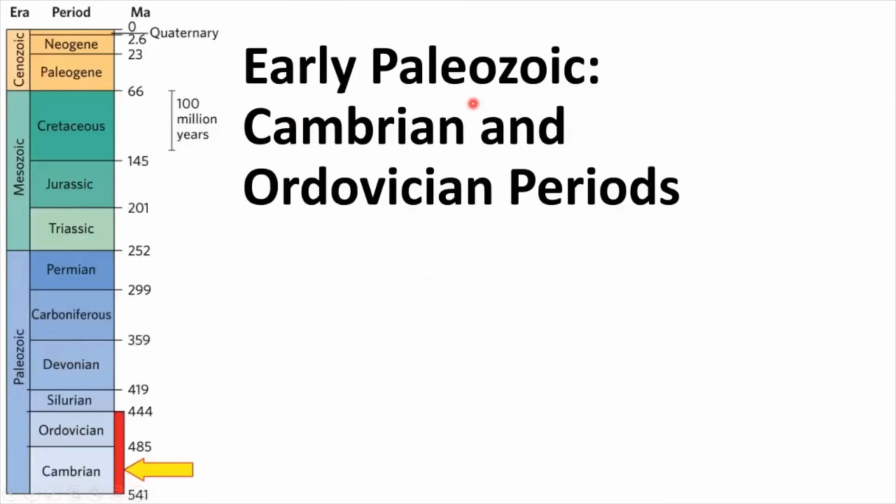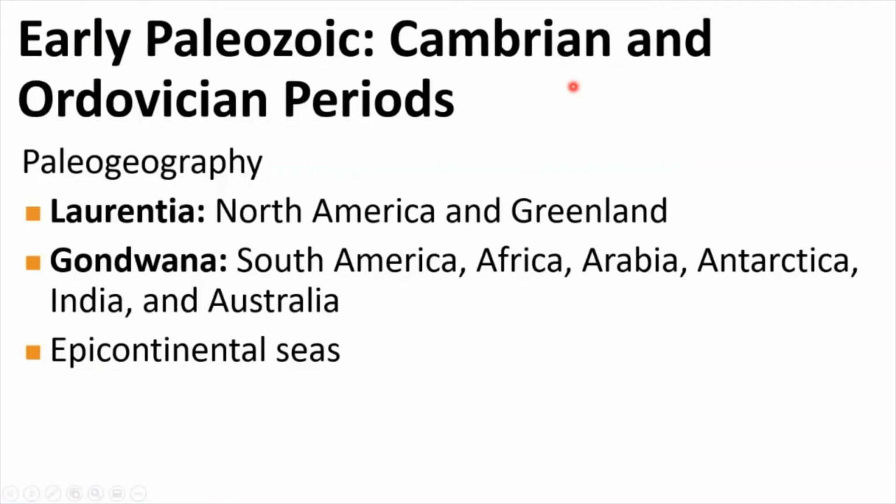Now, during our early Paleozoic, this was our Cambrian and our Ordovician periods. Okay, so we're talking about 541 to 444 million years ago. During our Cambrian and Ordovician periods, our paleogeography, or the distribution of the continents, was dominated by the formation of Pangaea, and much of the Paleozoic will be dominated by Pangaea.